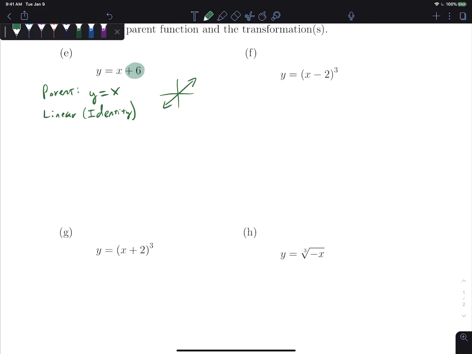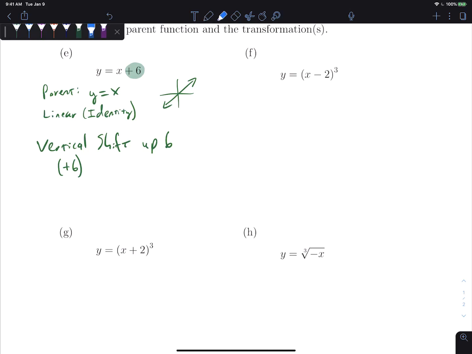Okay, good. Now that we know that, let's identify what this transformation actually is. Notice that it's not directly associated with the x, and it's not in a parentheses with the x. Therefore, this is a vertical of some sort. A vertical, remember, if it's adding or subtracting, it's a shift. So this is going to be a vertical shift up 6 units, aka in my math lab that would say plus 6.